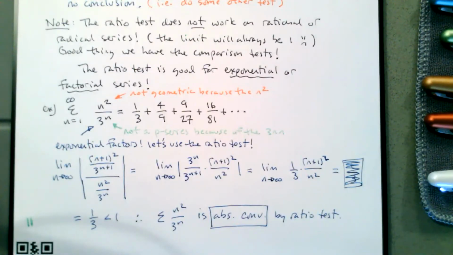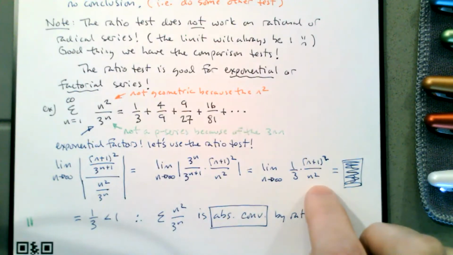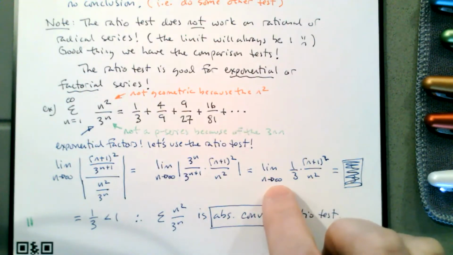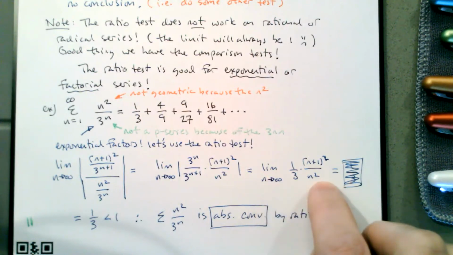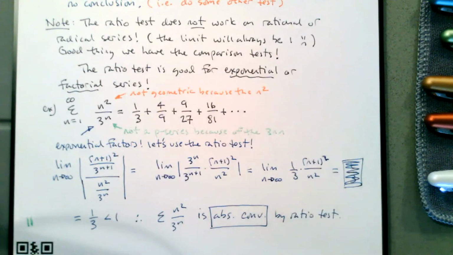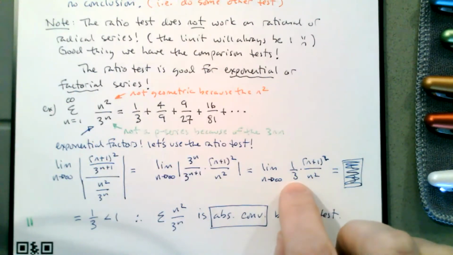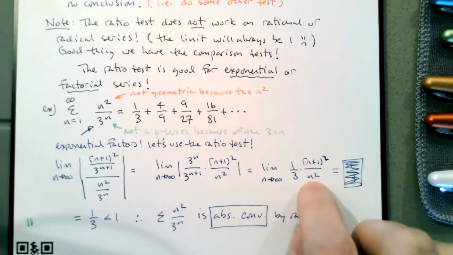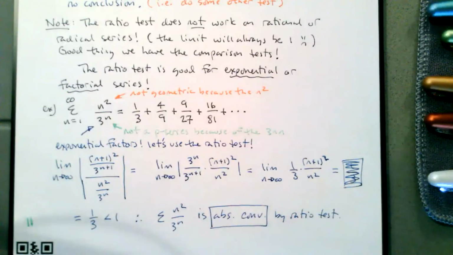Another thing that we can see in this example is this n plus 1 squared over n squared. We take the limit as n goes to infinity of n plus 1 squared over n squared. And here's where we see polynomials and rational functions are going to be invisible to the ratio test. So we're going to need the exponential factors and factorial factors to make something happen. The polynomial and radical and rational factors are invisible to the ratio test.